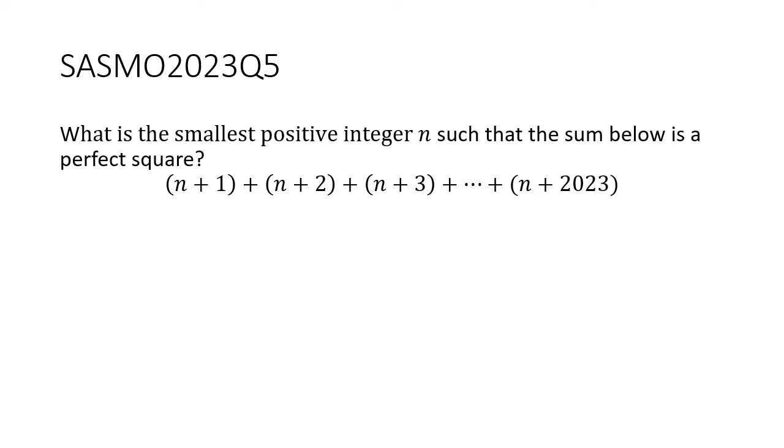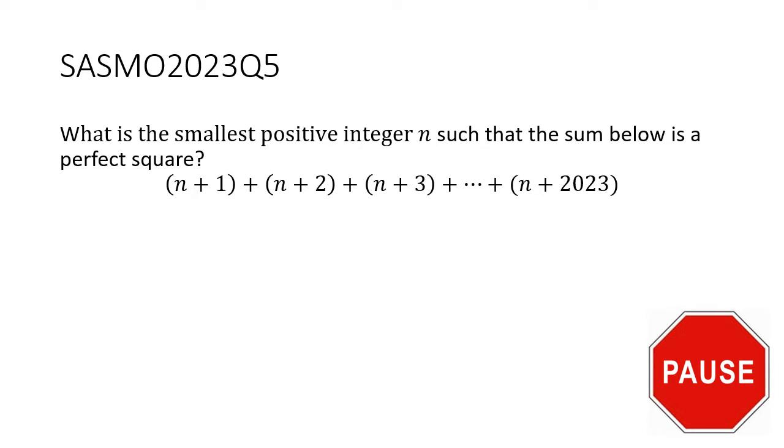Question number 5. What is the smallest positive integer n such that the sum below is a perfect square? So pause the video here and give this question a good try.